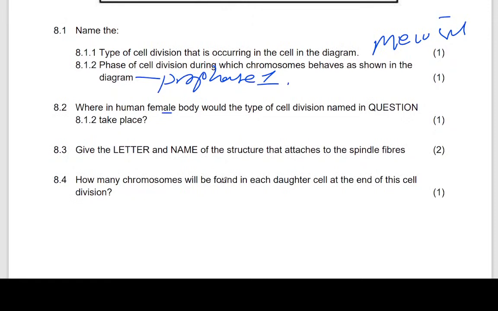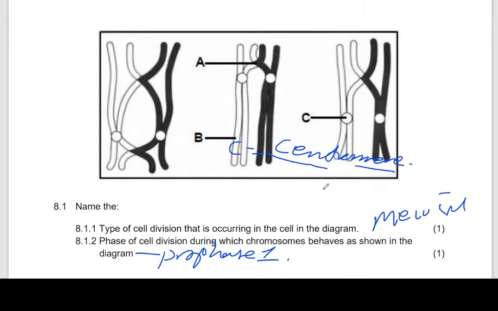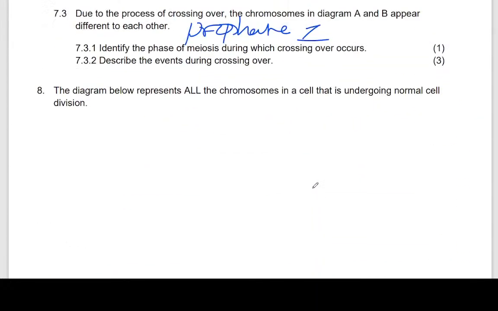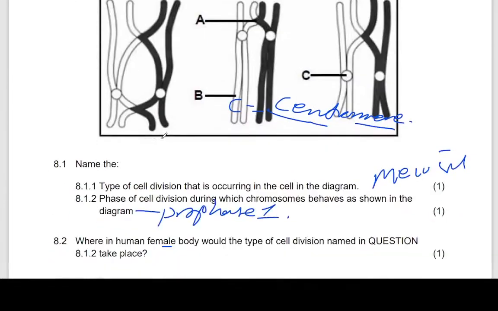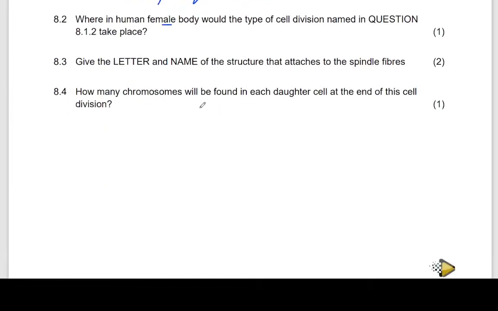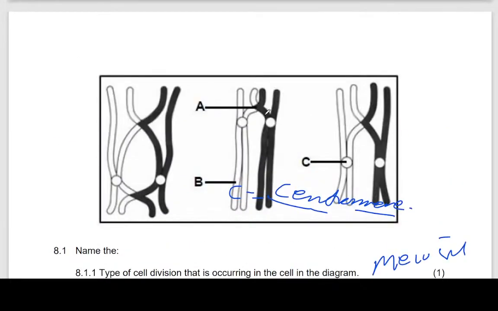How many chromosomes will be found in each daughter cell at the end of this cell division? How many chromosomes will be found in the daughter cell? Did they say that this is a human cell? Let's go back and see. Undergoing normal. They didn't say that this is a human cell. So I cannot think about human cells here. How many chromosomes? I can't. So I just have to go back and see. It's 1.